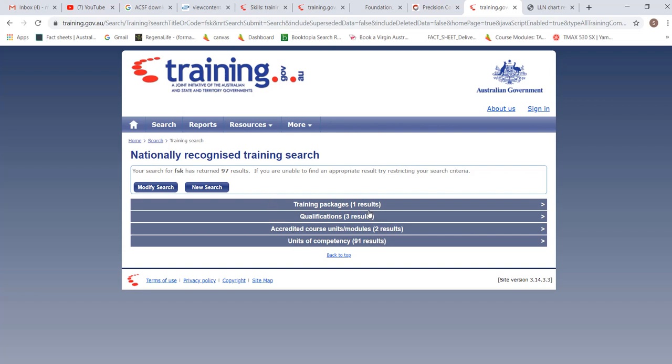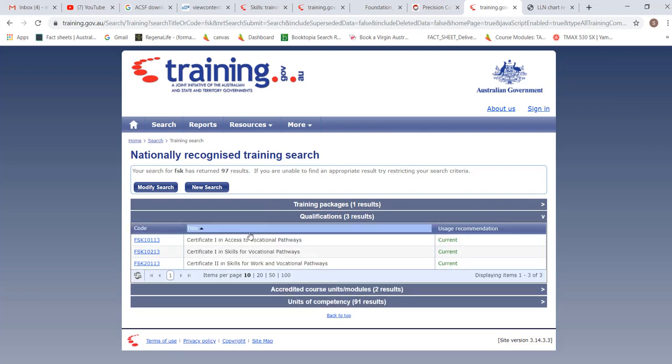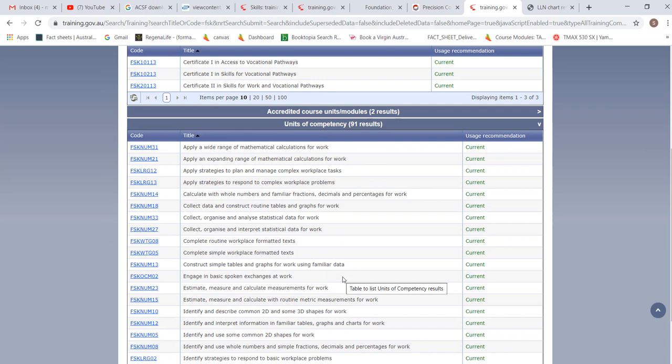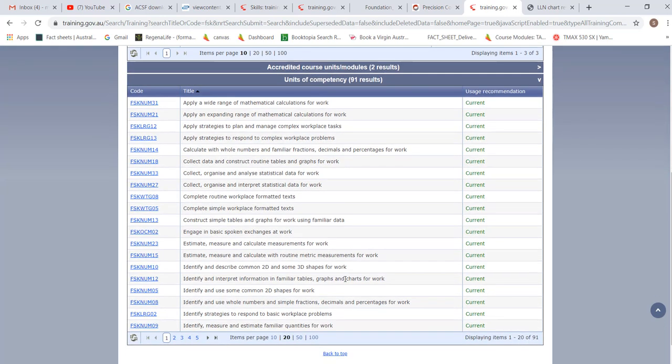Now, in terms of qualifications, there are three qualifications as part of the FSK training package. You've got Cert 1 Access to Vocational Pathways, Cert 1 Skills for Vocational Pathways, and Cert 2 in Skills for Work and Vocational Pathways. As part of those qualifications, there are actually 91 units. These units are quite useful and helpful if you are ever dealing with LLN challenged learners.